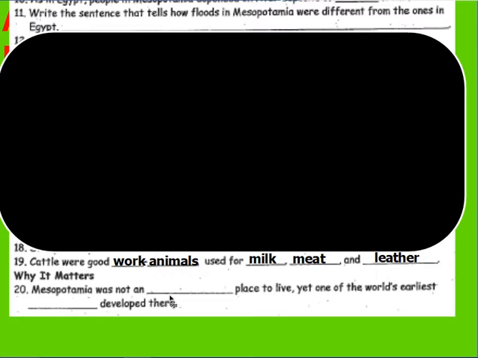Now, Mesopotamia was not a real inviting place to live because it was so hot. It did have really good fertile soil, but it was so hot. But because of the location between the two rivers and the good fertile soil and the ability to grow crops abundantly and have a surplus of food, it was one of the world's earliest civilizations that developed there.